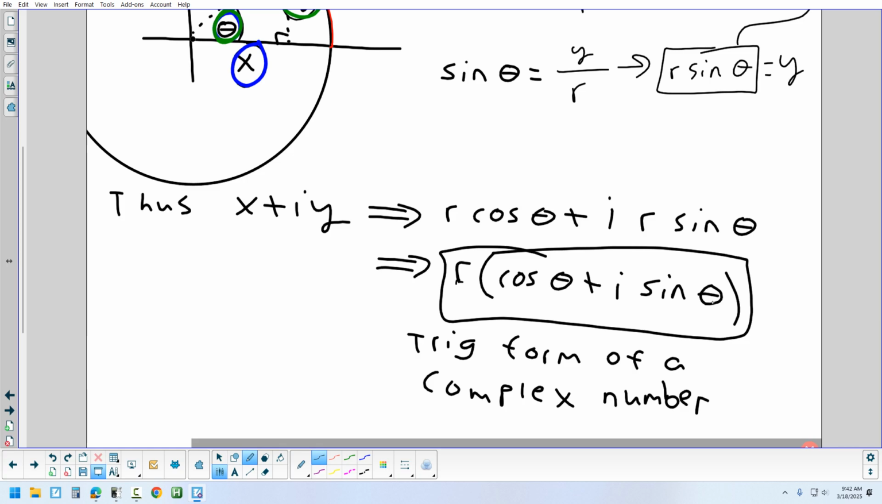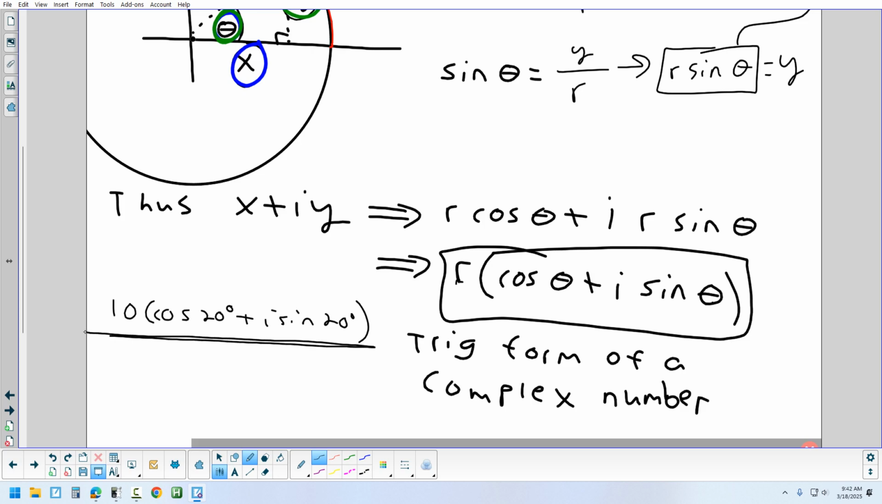So a final answer in trig form could look something like this. Okay, I'm just making these numbers up. 10 cosine 20 degrees plus i sine 20 degrees. That's a final answer in trig form. You don't do that up. You leave it just like that.